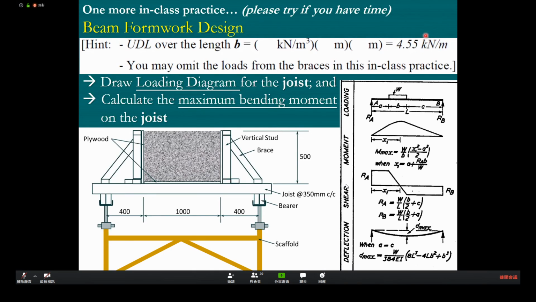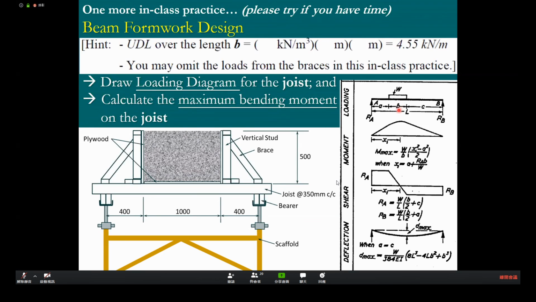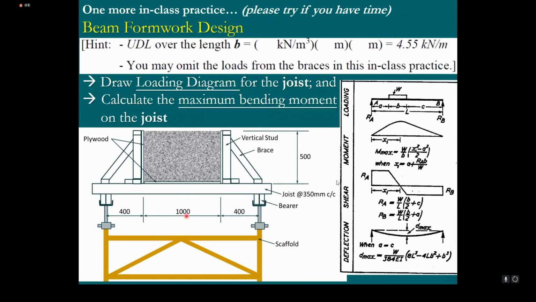So spend some time to work it out by yourself, and then you can complete the loading diagram. You have the value of B, A, and C. Okay, and they are 400 millimeter respectively. And then you have the two supports.